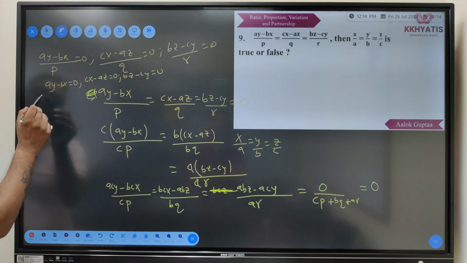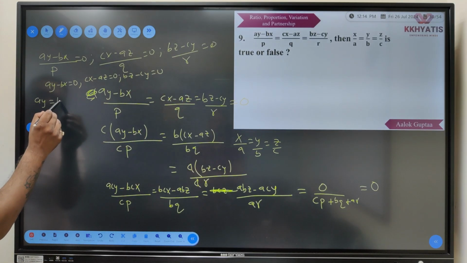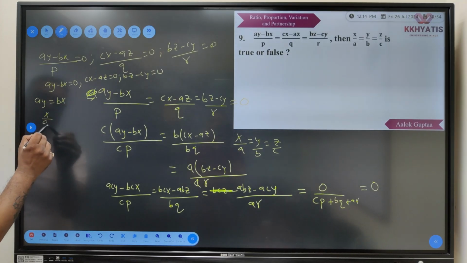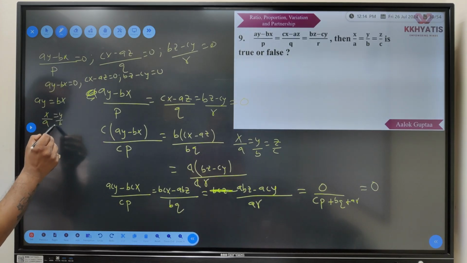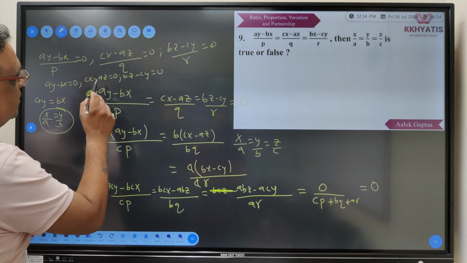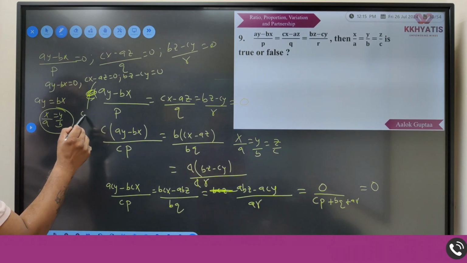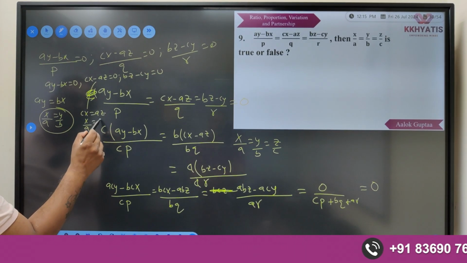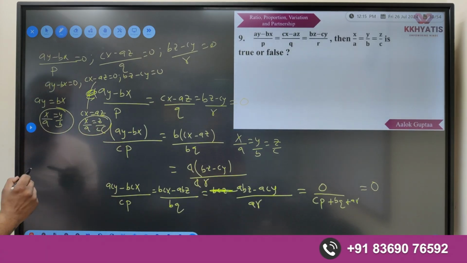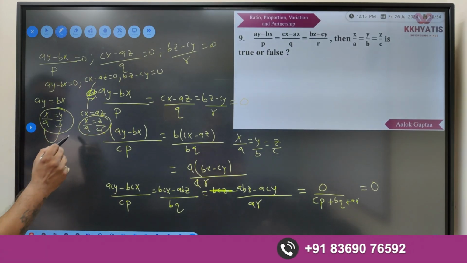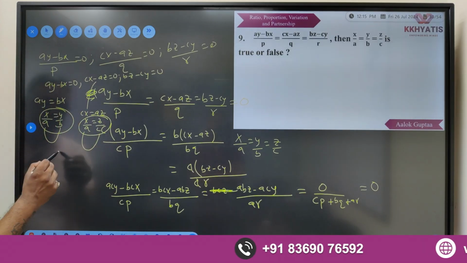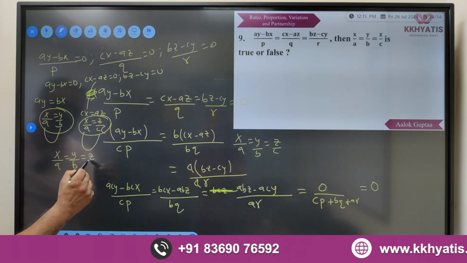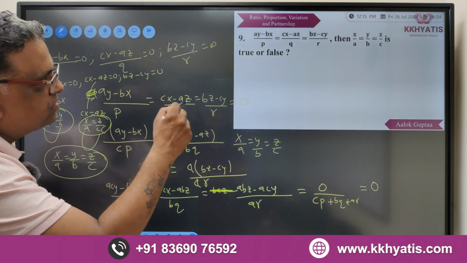So from here I get AY equals BX, which means X upon A equals Y upon B. So this is the result I get. From here I will get CX equals AZ, which means X upon A equals Z upon C. Now X upon A is equal to Y upon B, and X upon A is also equal to Z upon C, which means X upon A is equal to Y upon B, which is equal to Z upon C. So this condition is true.